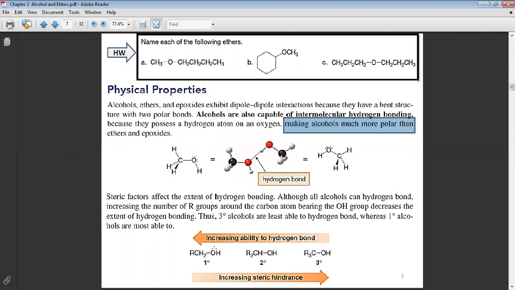Less steric effect here. This group is small, but here, look, we have a carbon with three alkyl groups. These three alkyl groups can cause some steric effect on the hydrogen bond. Now, the tertiary alcohol is less able to hydrogen bond, whereas the primary alcohol is the best one to make the hydrogen bond. Look here: the ability to hydrogen bond increases, but here the steric effect increases.